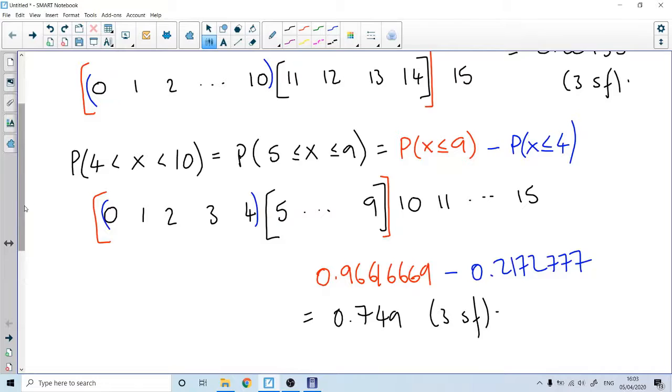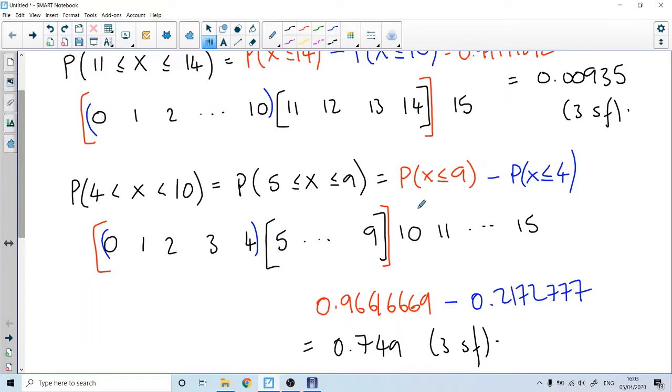So the places where people make mistakes with this are they don't draw out this diagram and they get their bounds wrong for the red probability and the blue probability. So I'd recommend you always draw a diagram like this.